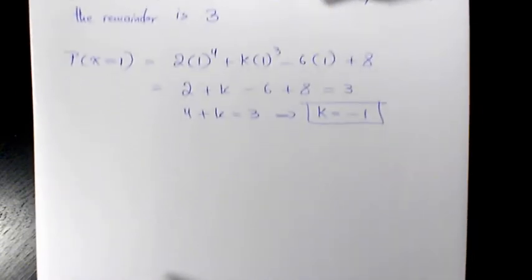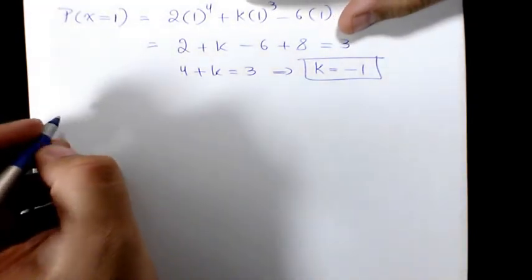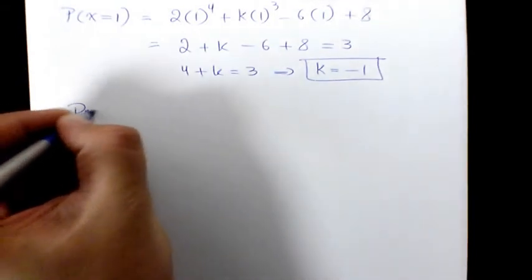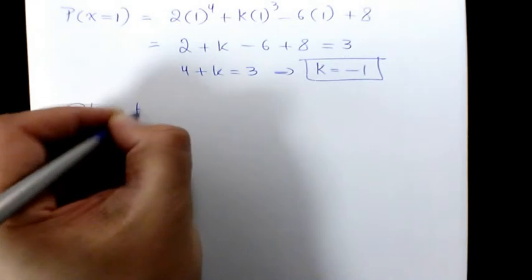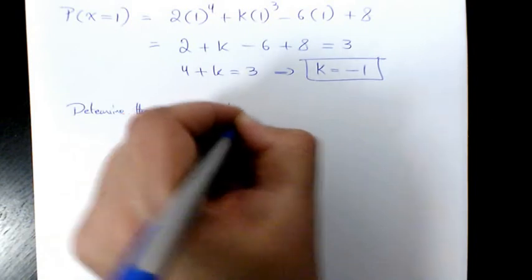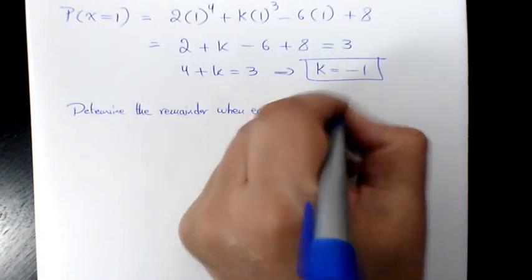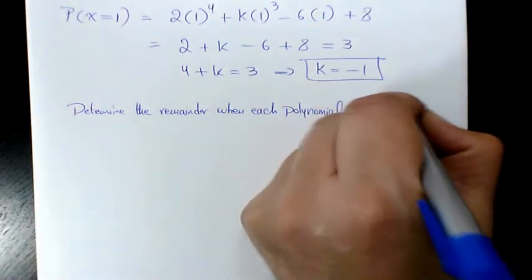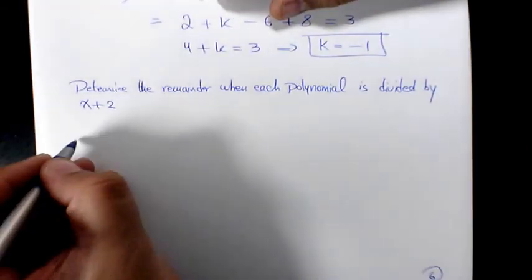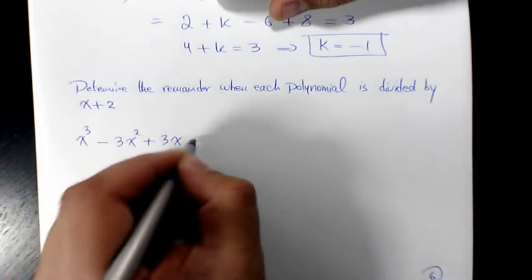Okay, let's look at the next example. It says determine the remainder when each polynomial is divided by x plus 2. The first one is x cubed subtract 3x squared plus 3x plus 1.